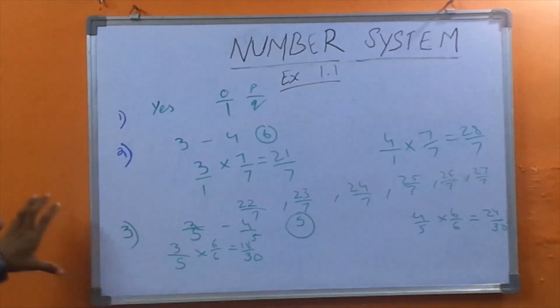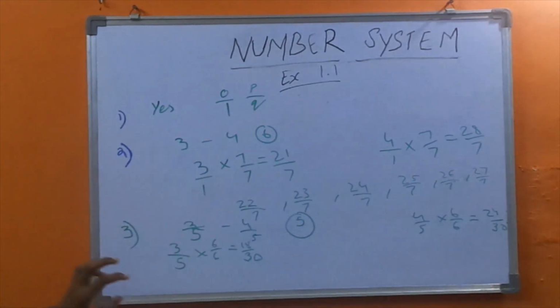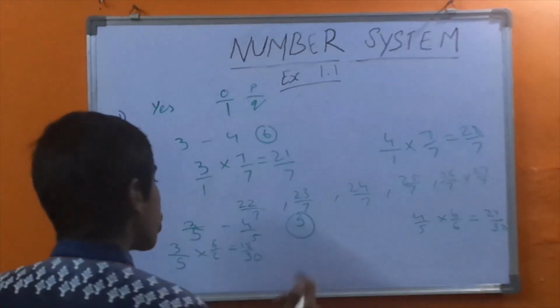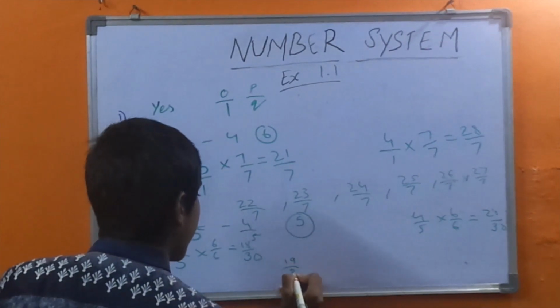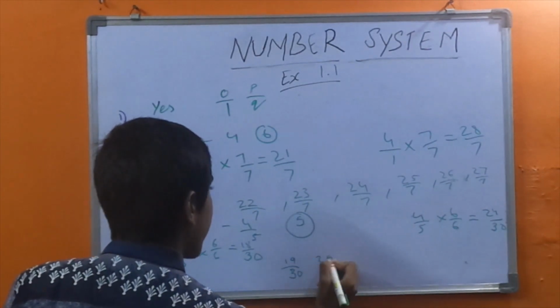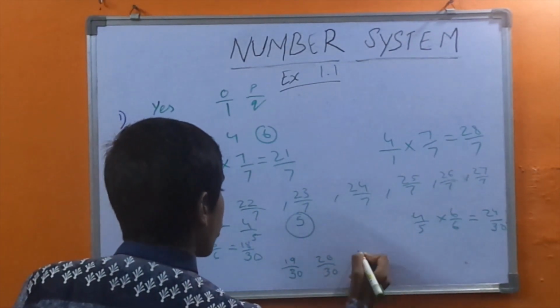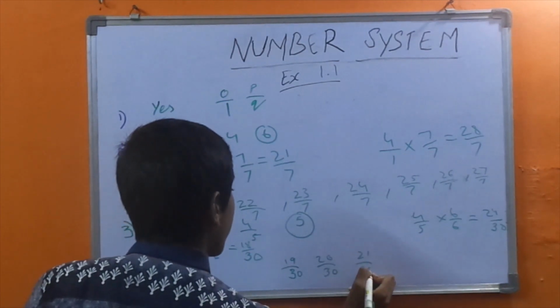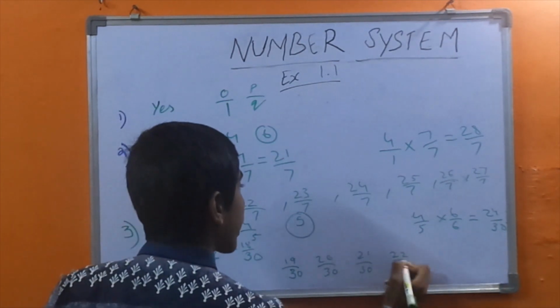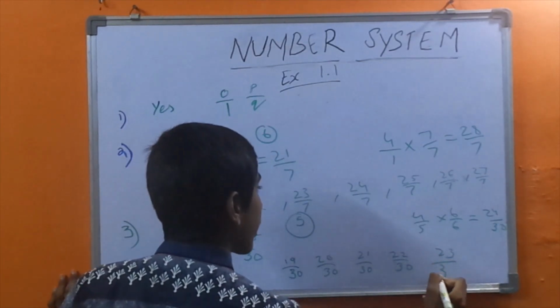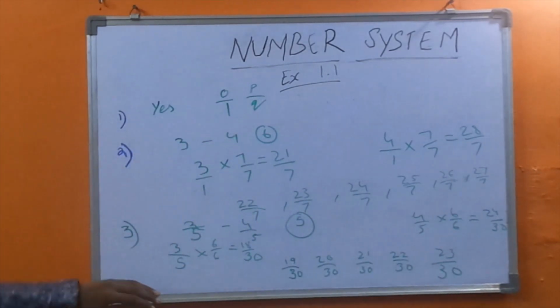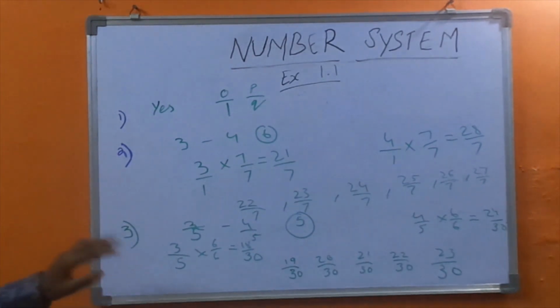Now we can find 5 rational numbers between these two rational numbers. First one is 19 by 30, 20 by 30, 21 by 30, 22 by 30 and 23 by 30. These are the 5 rational numbers between 3 by 5 and 4 by 5.